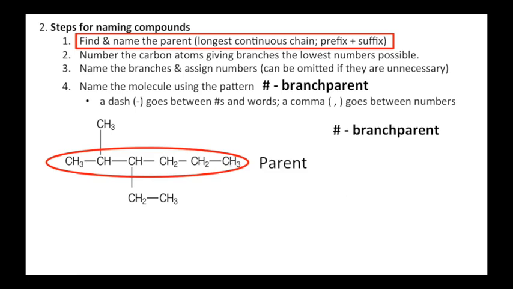So that's the parent. Now we got to name the parent. How many carbons in that parent? 1, 2, 3, 4, 5, 6. 6 carbons, single bonds. All right, that's hexane. Okay, so now I know what the parent is. The parent's name is hexane. Now I got to find the branch names, and there's numbers associated with it.